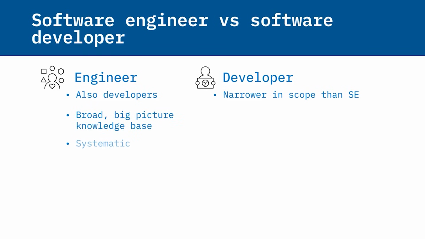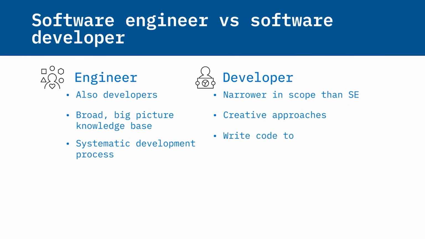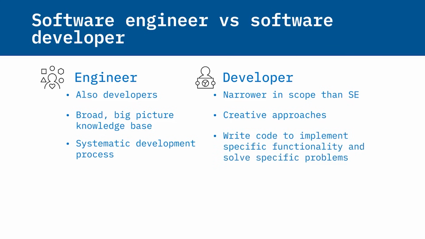Software engineers take a systematic big picture approach in their thinking to software development, whereas developers may have more creative approaches. And both software engineers and software developers have specialized knowledge, but software engineers use that knowledge to build entire systems, whereas software developers use their knowledge to write code to implement specific functionality within a system.